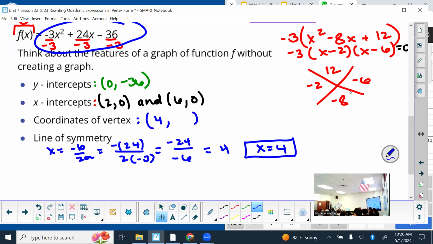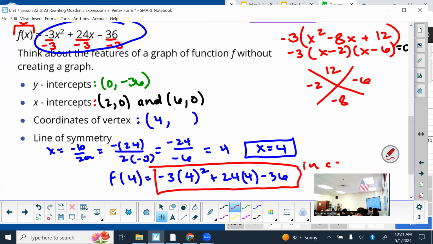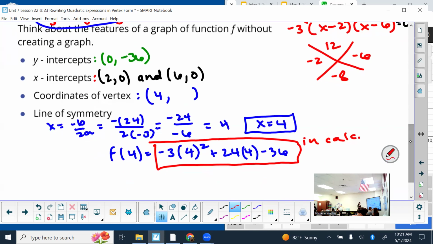So to find the y of my vertex, all I have to do is plug my x into my given equation and solve for y. Again, you can and should use a calculator. But I would, for work shown, like to see that part, and then the y value you get from putting it in your calculator.